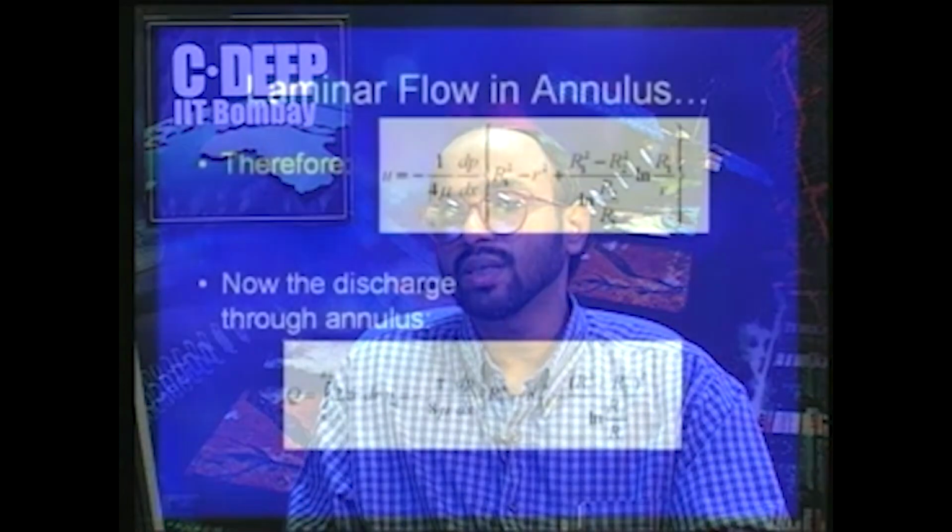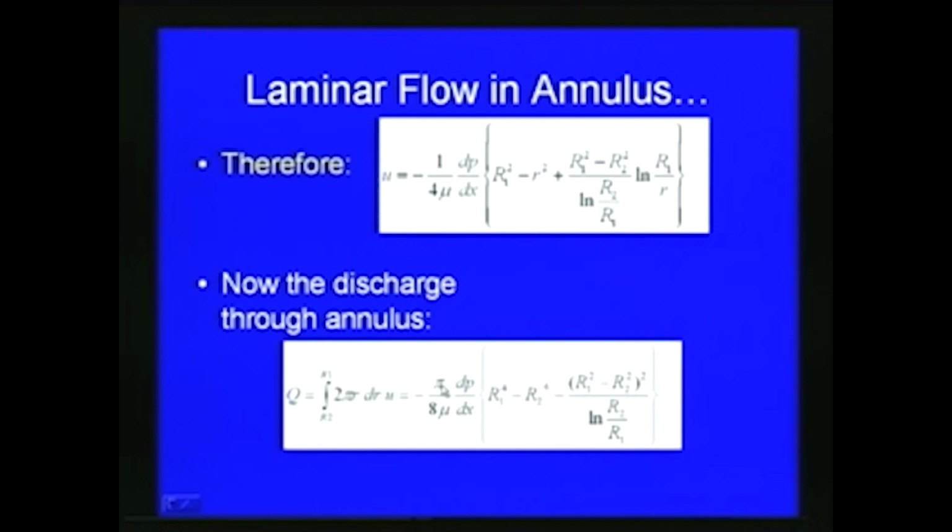So, Q is equal to integral r2 to r1 2 pi r dr u, that is equal to minus pi by 8 mu into dp by dx into r1 to the power 4 minus r2 to the power 4 minus r1 square minus r2 square all square divided by natural log r2 by r1. This gives the discharge, and then other parameters like shear stress and pressure variation, all other parameters we can find as we did in the previous case for the pipe flow.